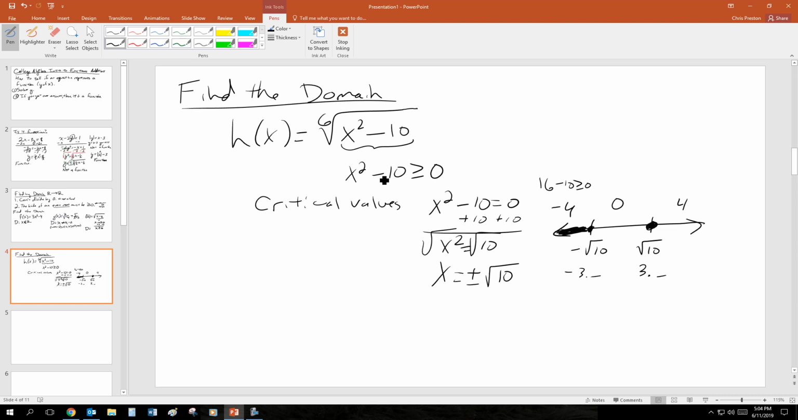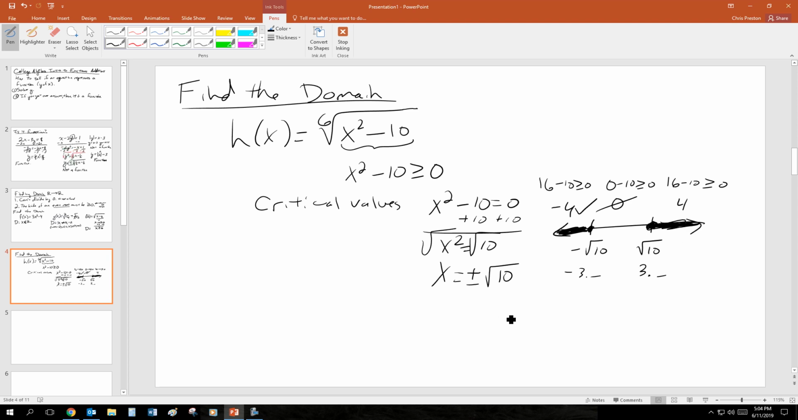Put 0 into this expression. 0 minus 10, is that greater than or equal? Nope, that doesn't work. So this worked, that didn't work. Again, put 4 in there, so you get 16 again. That's going to work, so this area is going to work.